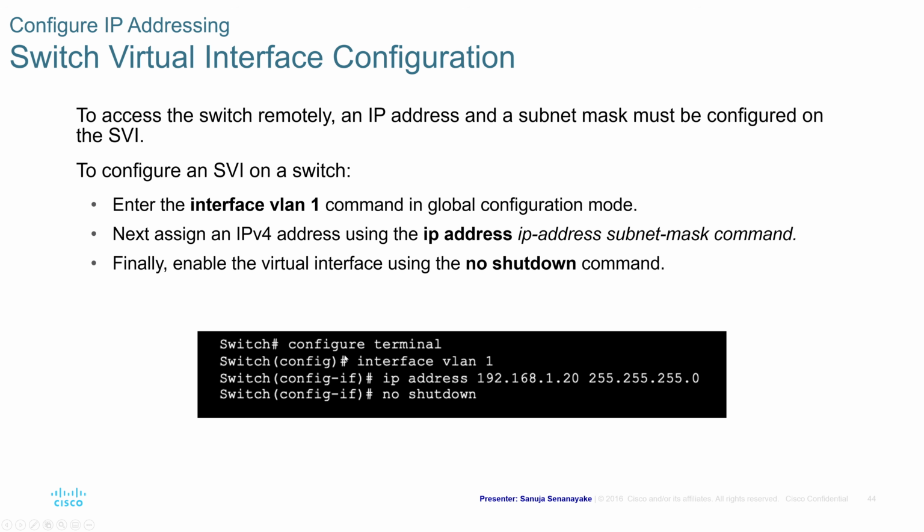For example, in here at the bottom, you see that they're in configuration terminal mode and interface VLAN 1, and then you go ip address, then you enter the IP address and the subnet mask. In this case, the IP address is 192.168.1.20, and the subnet mask is 255.255.255.0, which is associated with this IP address. And then you go no shutdown. What the no shutdown command is going to do is enable that interface VLAN 1, which by default will be disabled.